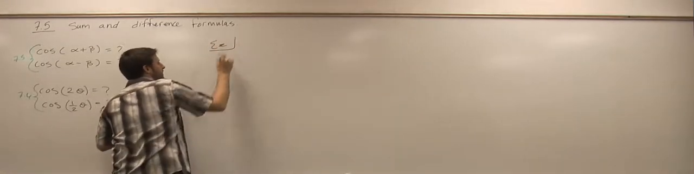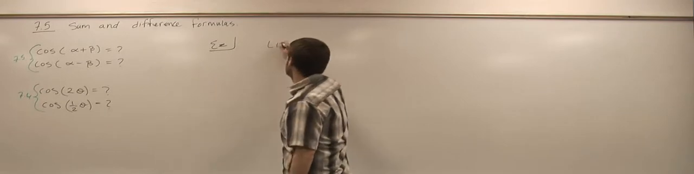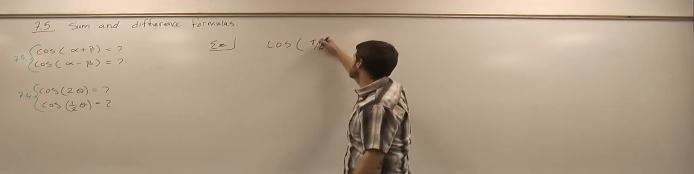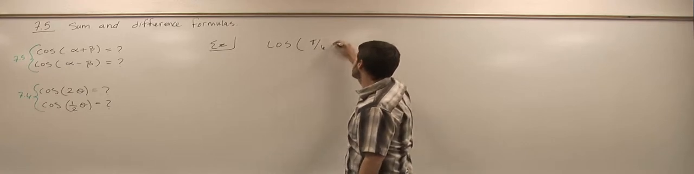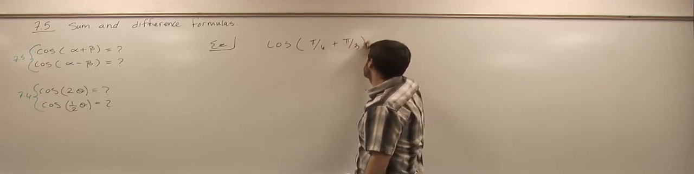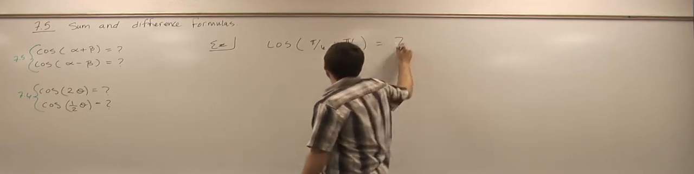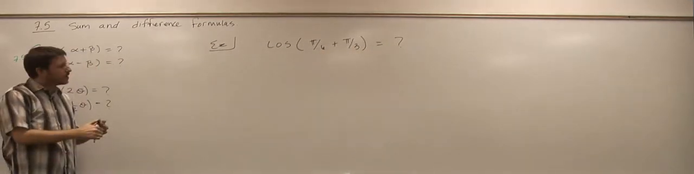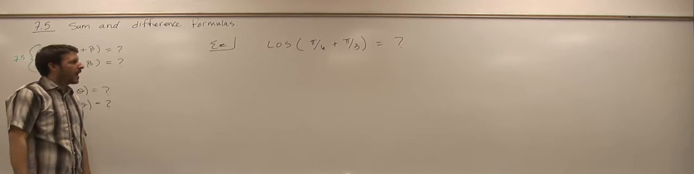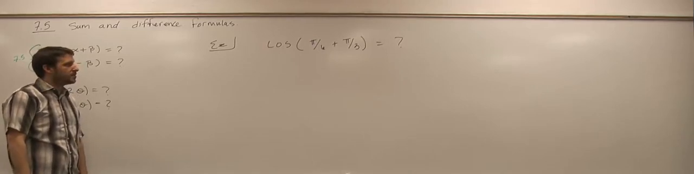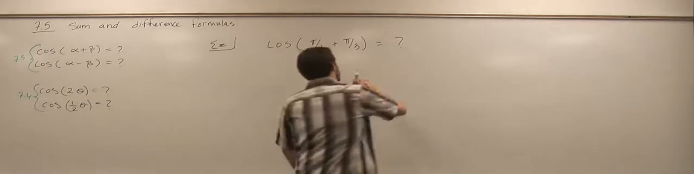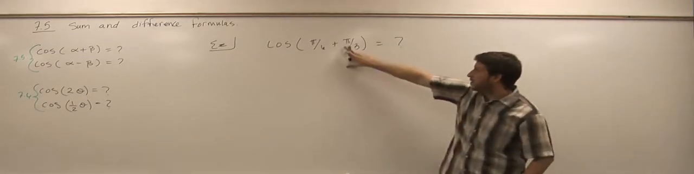So suppose I wanted to find a formula. I want to know what cosine of pi over 6 plus pi over 3 should equal. I want to find a formula that has to do with the angles pi over 6 and pi over 3. And I don't have any idea what it's going to be yet. But I can kind of rule out some of the things that it shouldn't be.